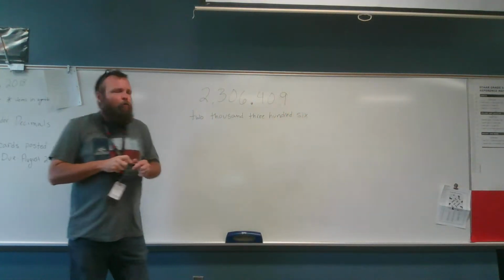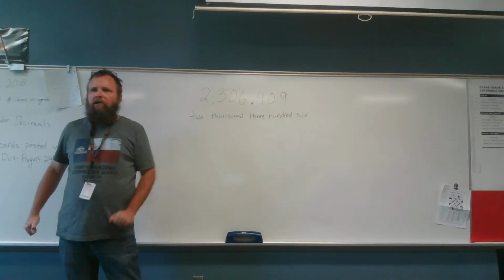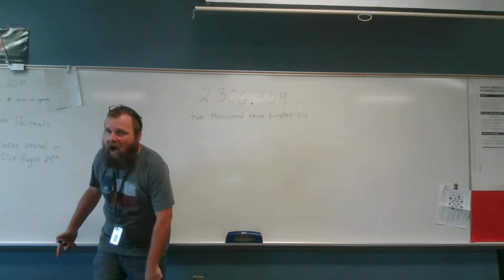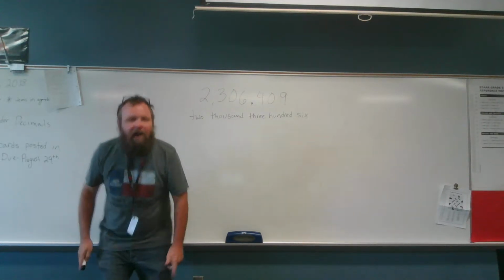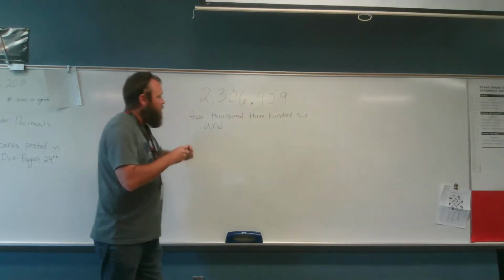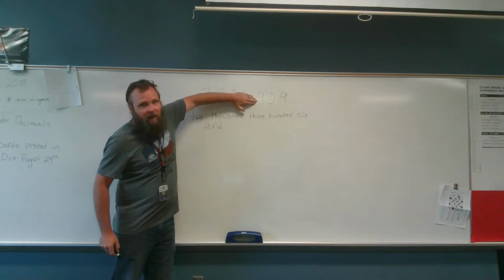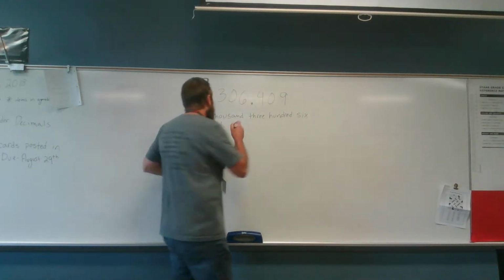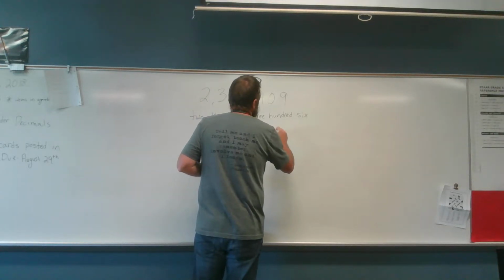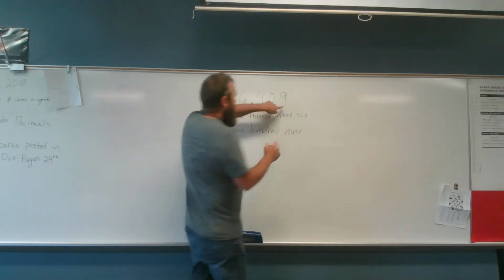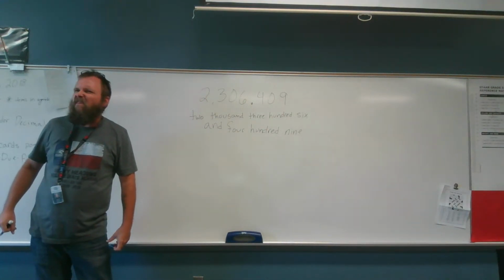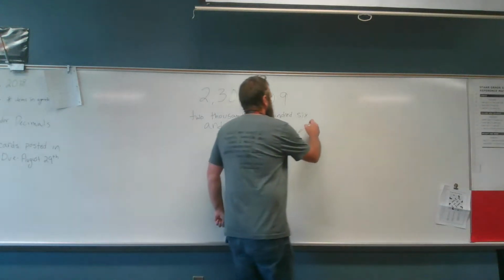All right, Kaysen, what word do we say when we get to the decimal point? Say and. And, very good. Now, ignore everything here. What is that number? 409. And what place value is the 9 in? 1,000.